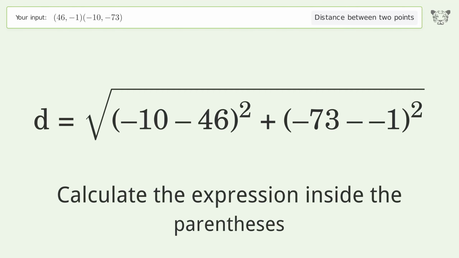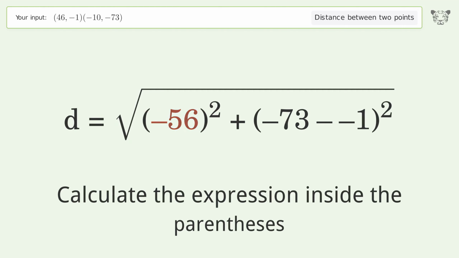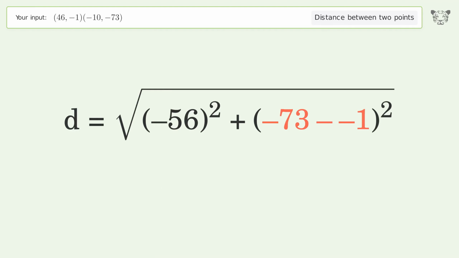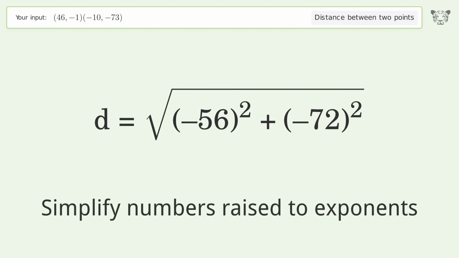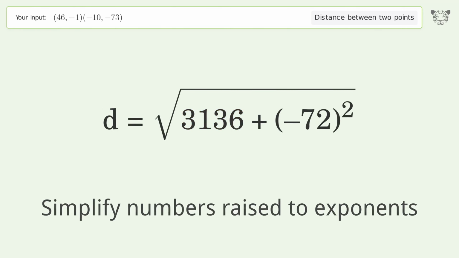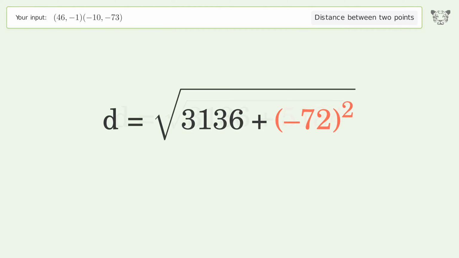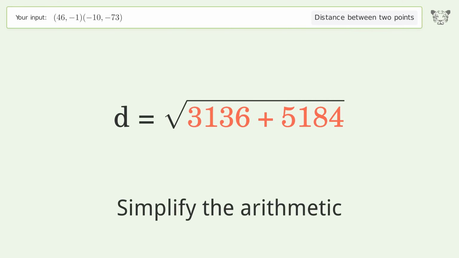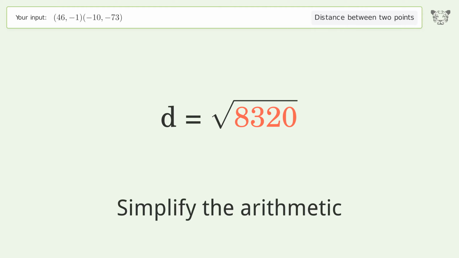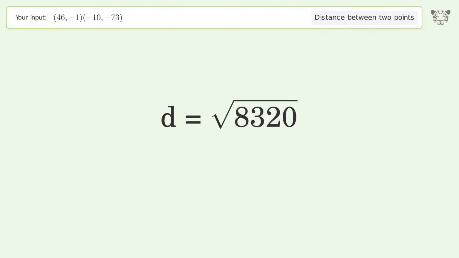Calculate the expression inside the parentheses. Simplify numbers raised to exponents. Simplify the arithmetic. And so the distance between the 2 points is the square root of 8,320, or 91.214.